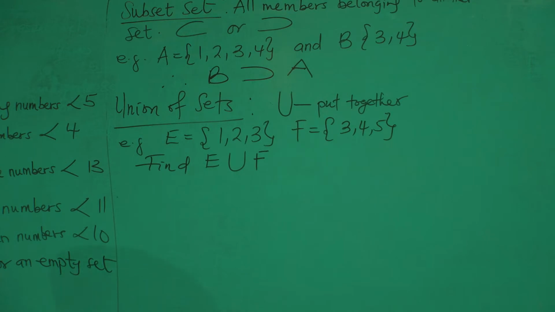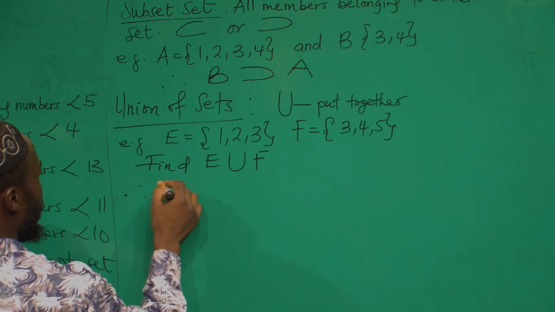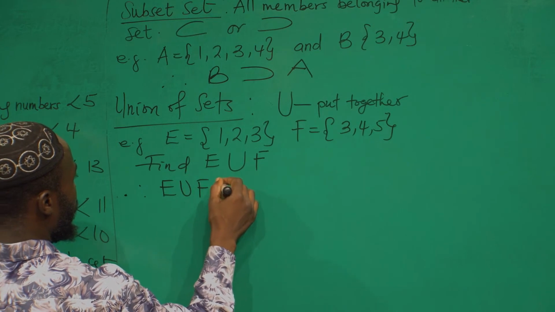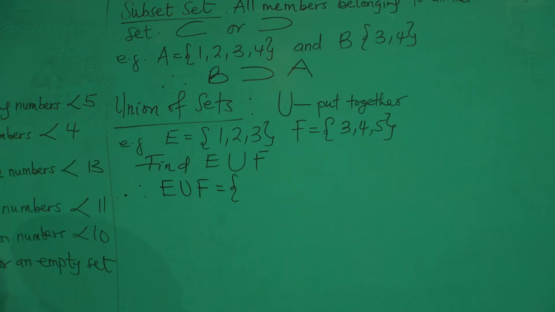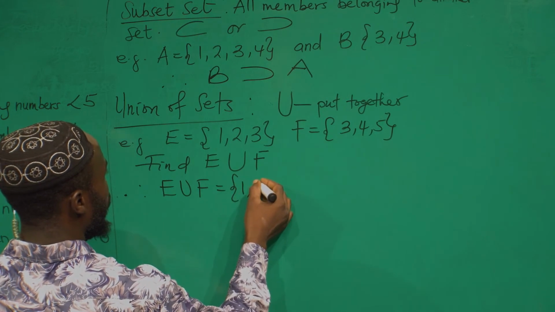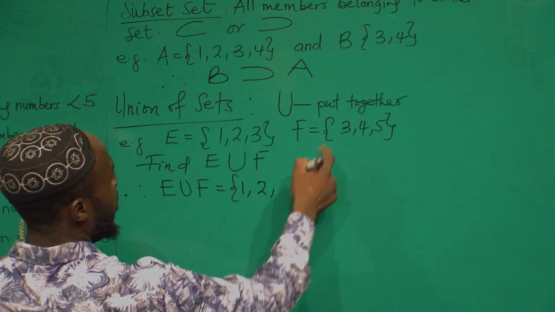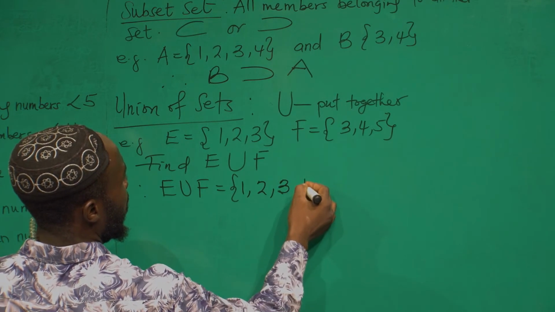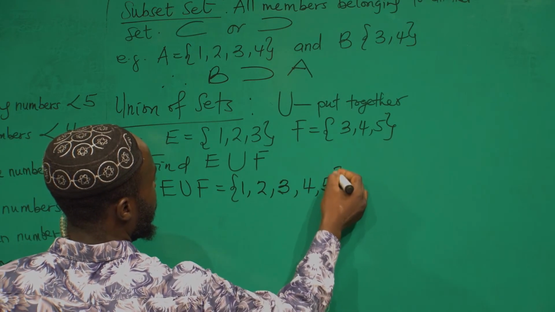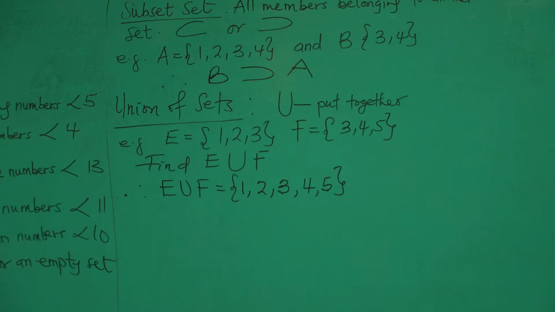So therefore, E union F will be equal to a curly bracket opened. As we said, we are putting them together. Start from the smallest number and end with the biggest number. But when a number appears in both sets, repeat it once. So looking here, 1 should be the first number. 2, 3 is here, 3 is there, but should be repeated only what? Once. Then 4 continues, then we have what? 5. So union of sets means put them together.